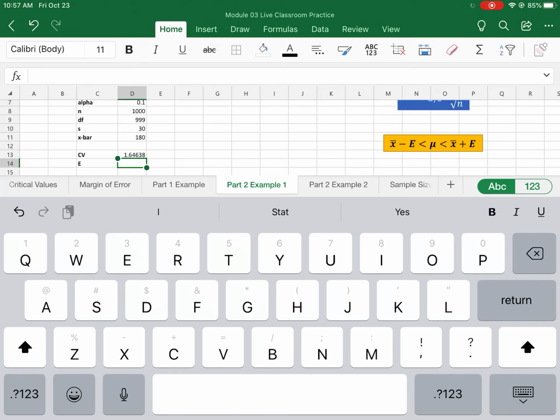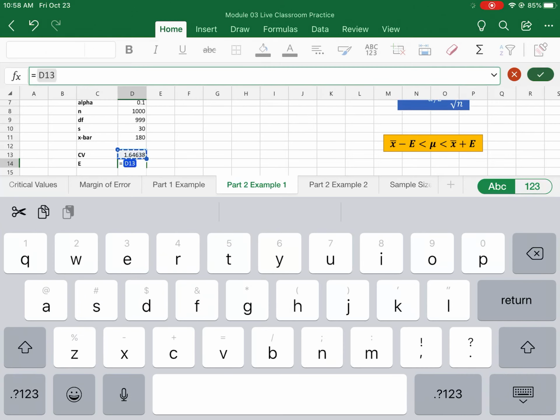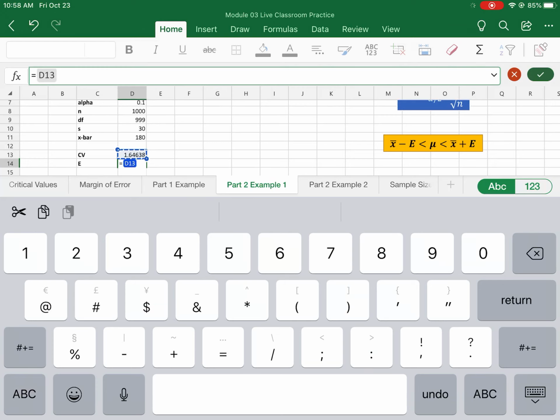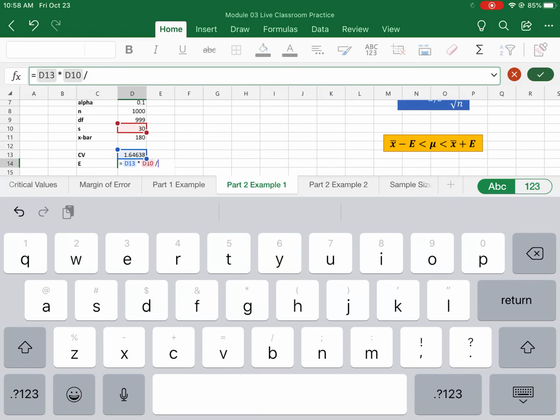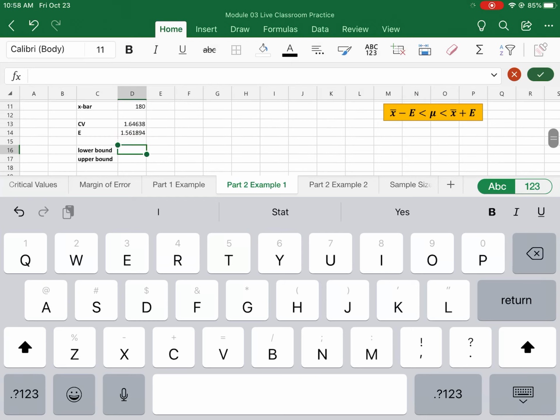Okay, and then hit enter. Now I can go ahead and find my margin of error. So remember, your margin of error is going to be your critical value times my sample standard deviation divided by the square root of your sample size. Okay, so now I have my margin of error. Now I can go ahead and find my upper and lower bound.